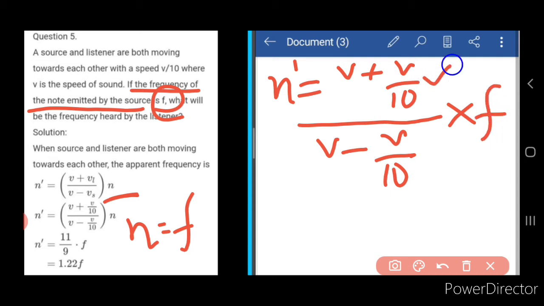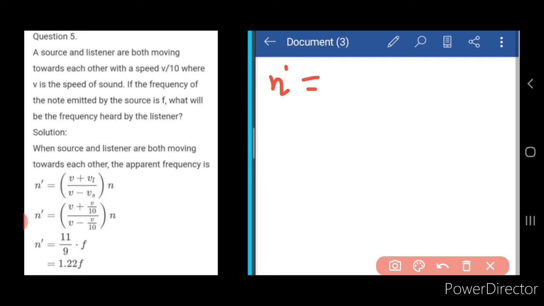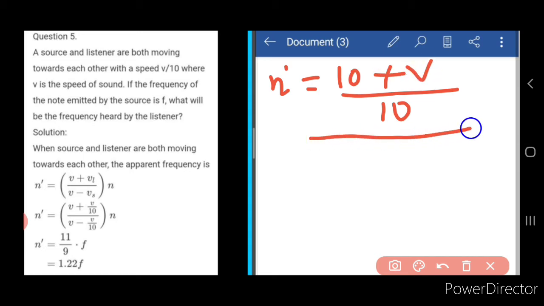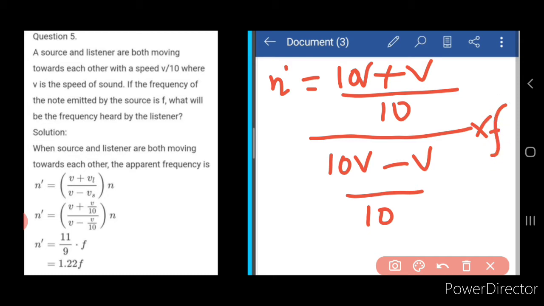Now let's take the LCM for the denominator as well as for the numerator. Now what will be the equation? N dash is equal to, the LCM here will be 10. So this is 10v plus v divided by, here the LCM will be 10. Here it is 10v minus v, isn't it? Into f, that is the velocity of the source, right?